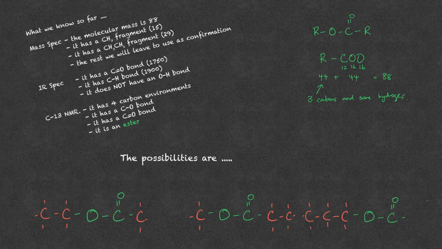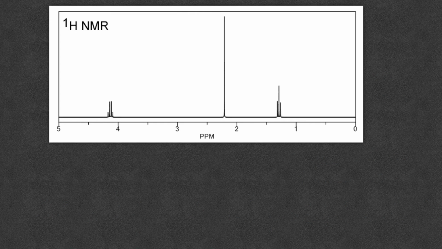And of course we really should be having the H's put on there, but this is a carbon NMR, so I'm not going to bother. So these are all of the possibilities that we have. All of them have 4 carbon environments, and so we need some more information to be able to identify which one of those is our actual unknown. And that's where the proton NMR comes in.